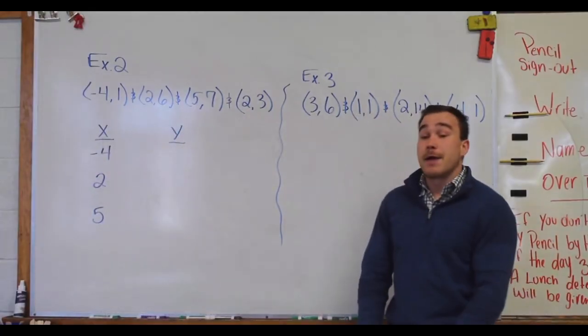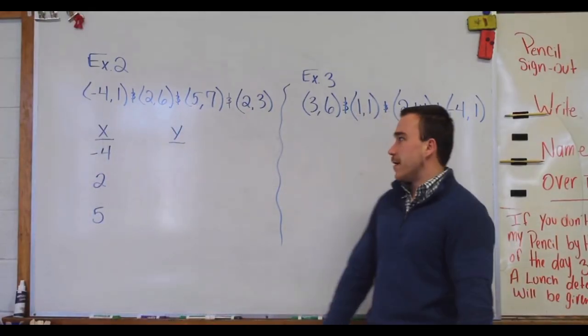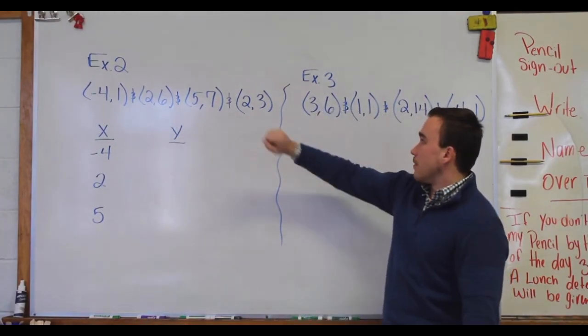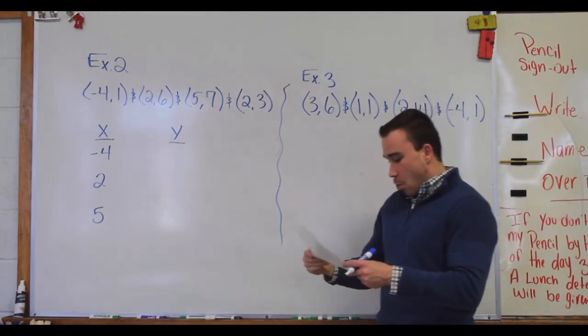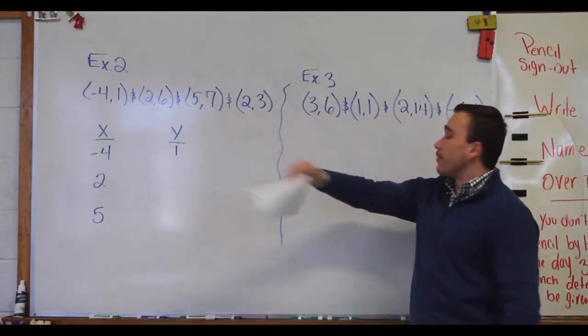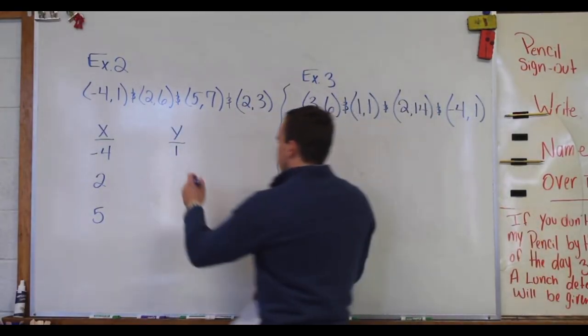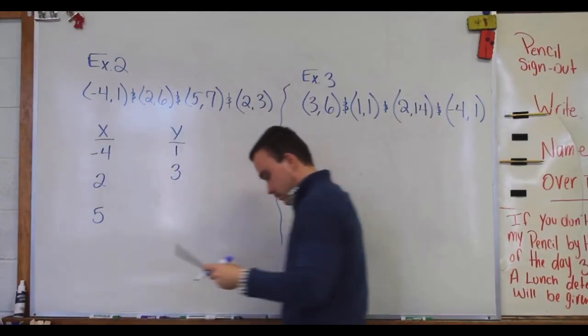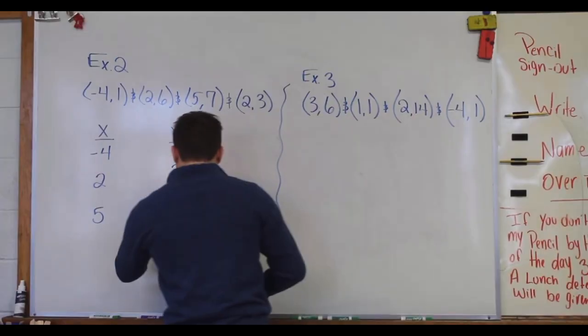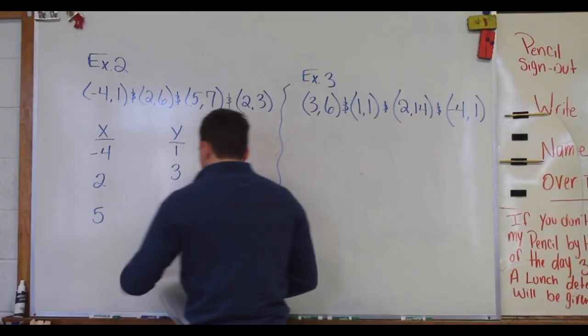Next up, we gotta list our range values, or our y values. Our y values are the second number in the ordered pair. Our smallest y value will be 1. We got 1, and then we have 3 as our next smallest. And then we got 6. And finally, we have 7.